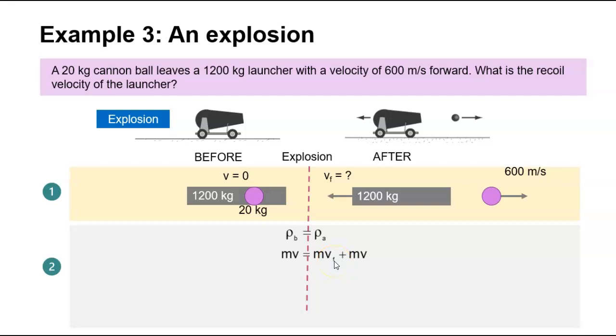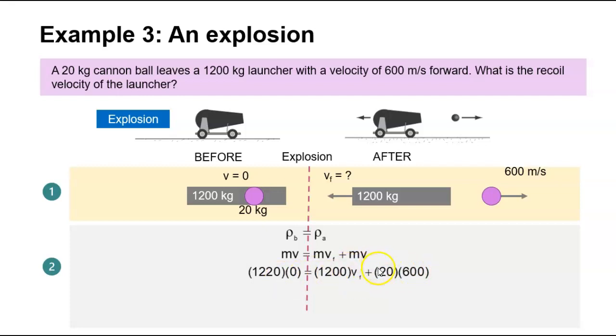All right, let's put the numbers in now. So on the left, the mass would be the 1200 plus the 20. That's 1220. But it's just sitting there. The velocity is 0. And over here, I have the 1200 and the final velocity. And then I have the ball, 20, and it's going 600 meters per second.